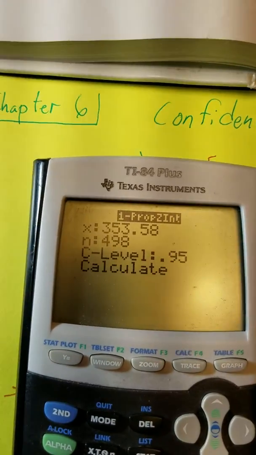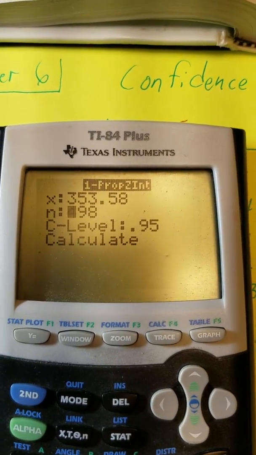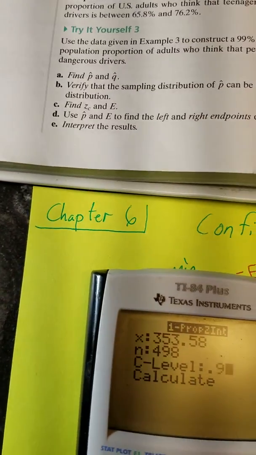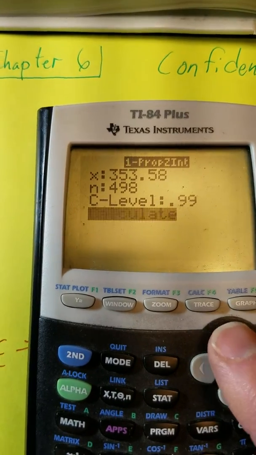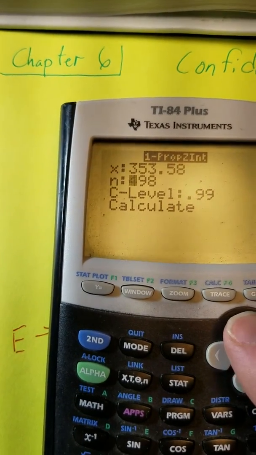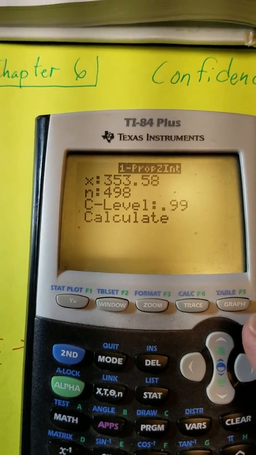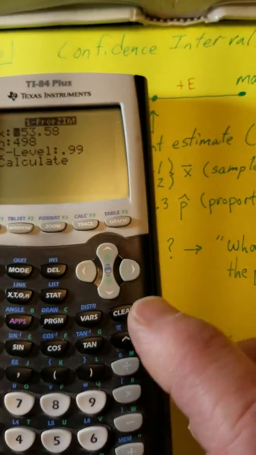Here's the issue. We get a decimal here, and what it's going to do is give us an error. Now they want a 99% confidence interval, so 0.99. If I calculate, it's going to give me an error. But I'm going to go up here. Here's what I found: if you round up, not round, but round up, so I'll go to 354.